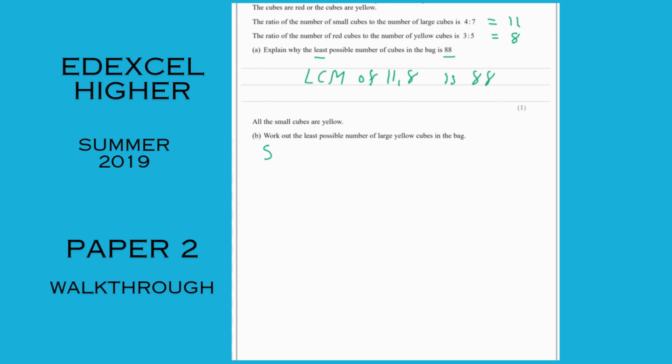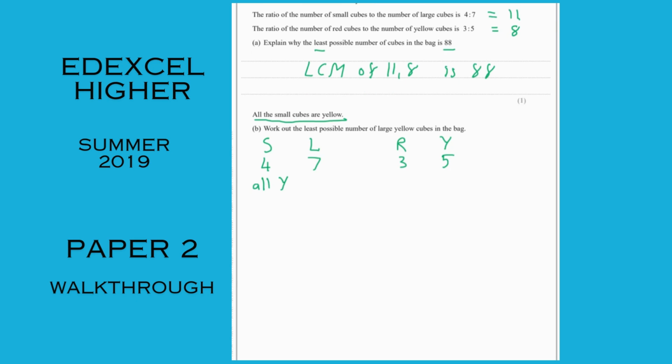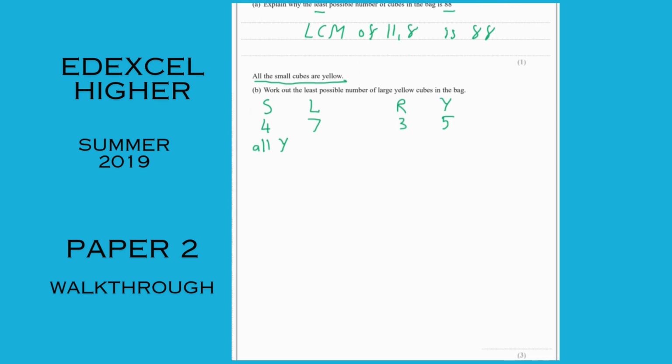We've got small cubes and large cubes in the ratio of 4 to 7. We've got red and yellow cubes in the ratio of 3 to 5. But watch this. All the small cubes are yellow. Now you've got lots going on. I know some people, when this happened, tried probability trees. It got into a right mess. Tough one, this, folks. Very tough.